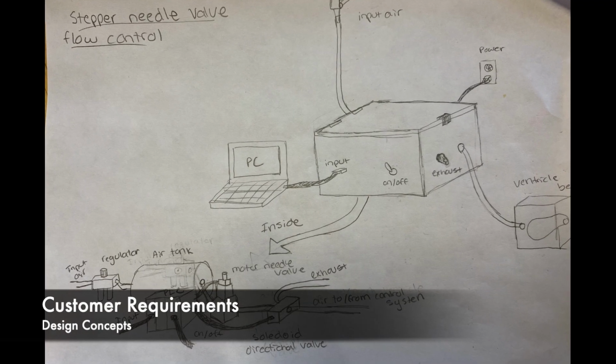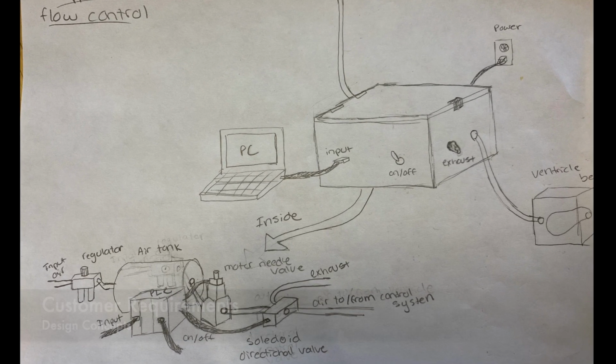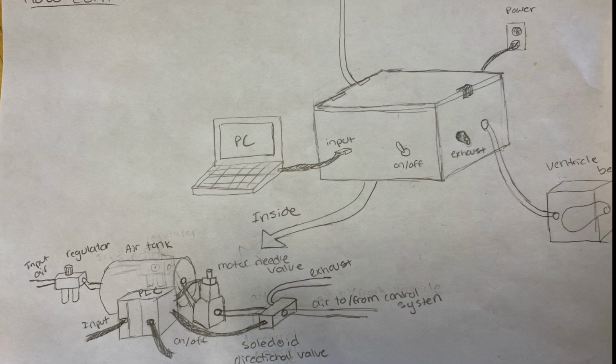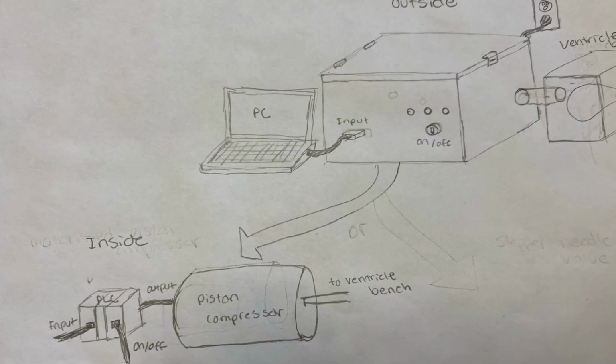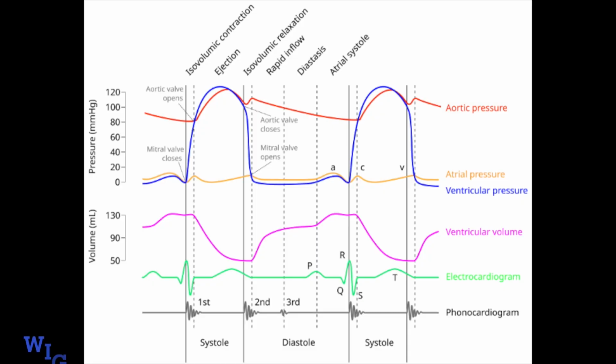We were asked to create a pneumatic controller that took user-controlled input signals to pressurize and depressurize the ventricle bench at a desired ventricular contraction in order to accurately represent the Wiggers diagram pressure waveform. We wanted a simpler, smaller, quiet, and more stable system.